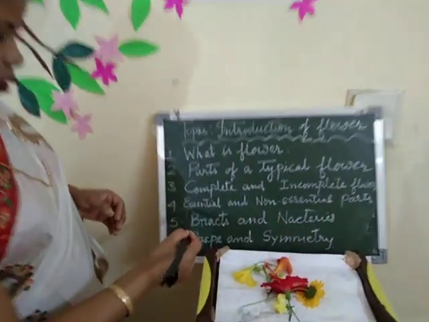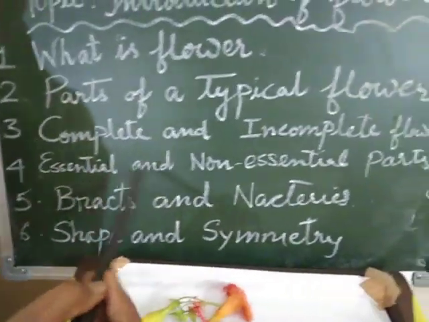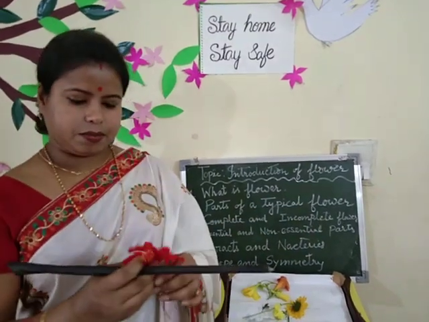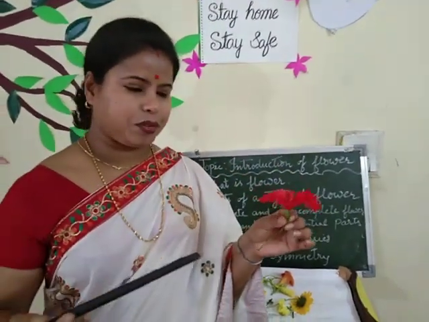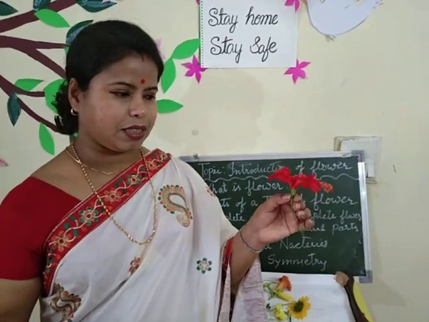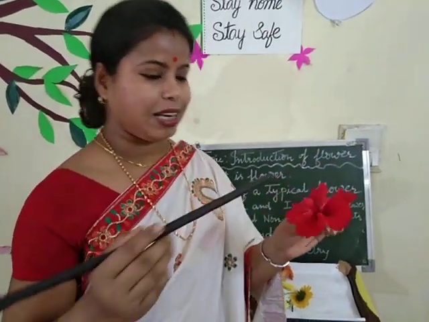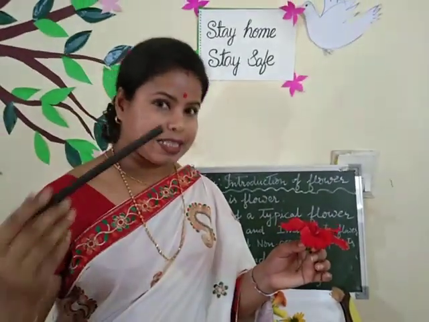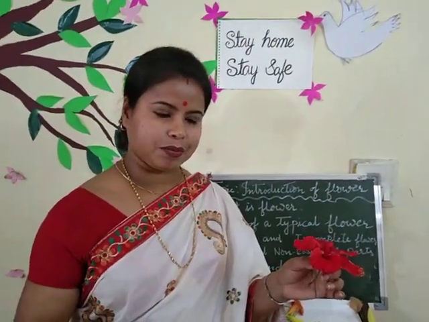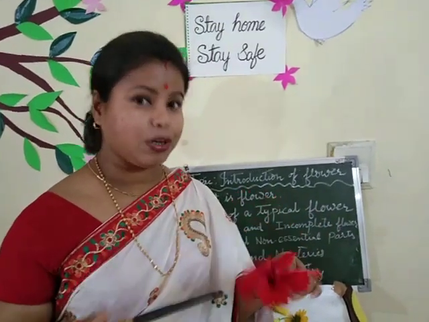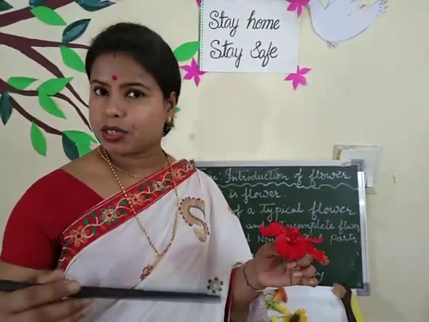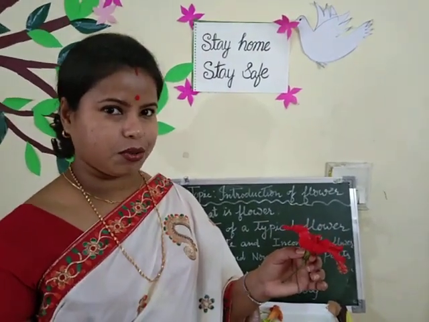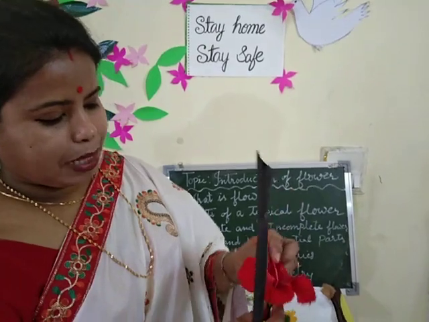Now come to the fourth point, that is essential and non-essential parts of a flower. Generally we see the flower is a very important part, and as human beings we like the colorful part of a flower, right? But what are the most essential parts for the plant? The flower is very important and we like the flower, but what is the most important part of the flower for the plant? Okay, so this is the male part and female part.